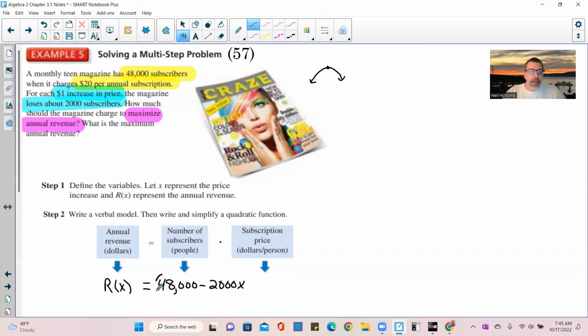So that is our number of subscribers, decreasing by 2,000 per dollar. And subscription price, there's a multiplication here, times the subscription price in dollars. The subscription price right now is $20, but we're going to add $1 for every dollar we add here. This would be 1, and this is 1, and this would be 2 if this is 2. So at $22, we'd lose 4,000 subscribers, and at $23, we'd lose 6,000 subscribers, and so on, and so on. So there's our setup.